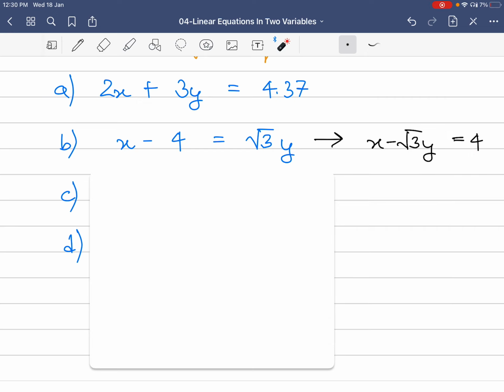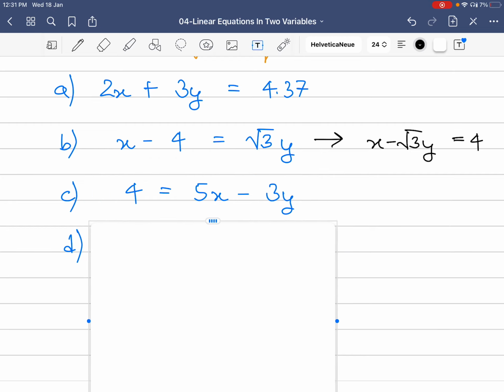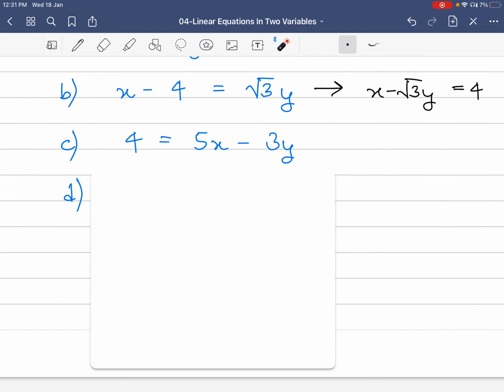So in this way we have different forms of linear equation in two variables. Have a look at this. Here both the variables x and y are on the right hand side of the equation, on the right of this equal sign, and the constant 4 is on the left hand side. Once again this can be rearranged. Let me do that quickly. So we can say minus 5x plus 3y is equal to minus 4. This is how you can rearrange it.